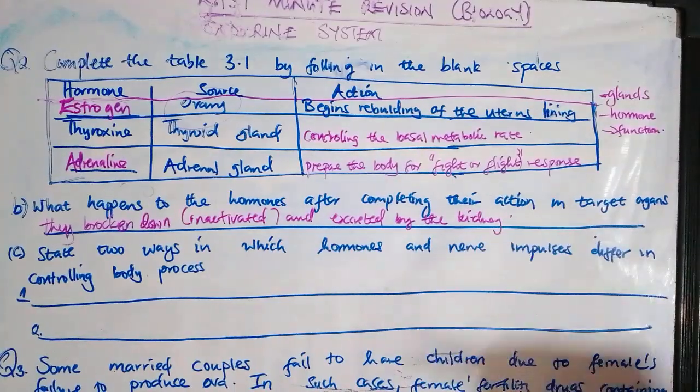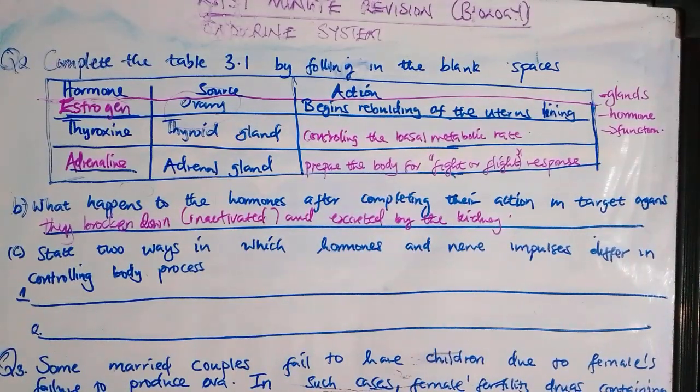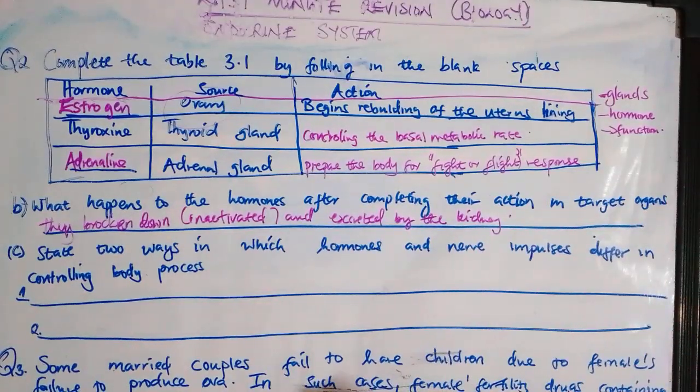Yeah. So meaning these hormones are broken down or inactivated by the liver. So the liver is the one which inactivates them. Then the kidney does what? Excretes them through urine. So this is how the hormones are removed from your body so that you can get back to normal once they are done.